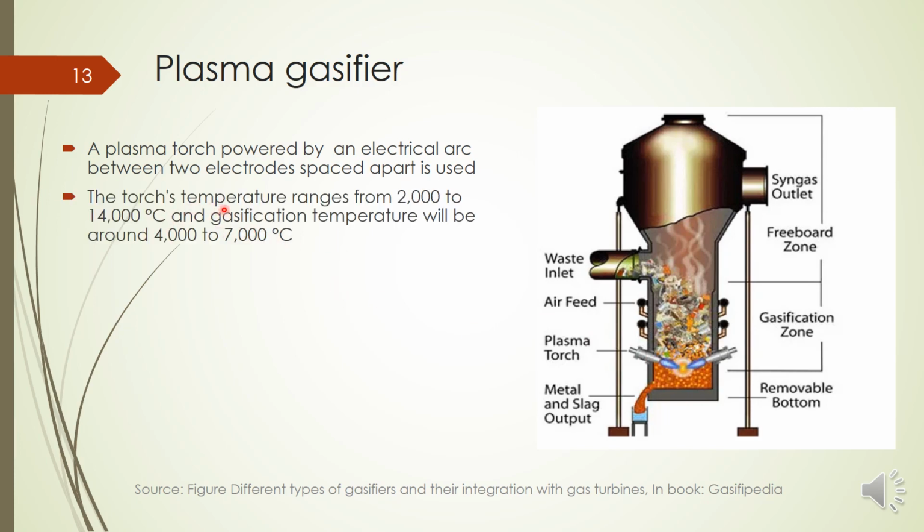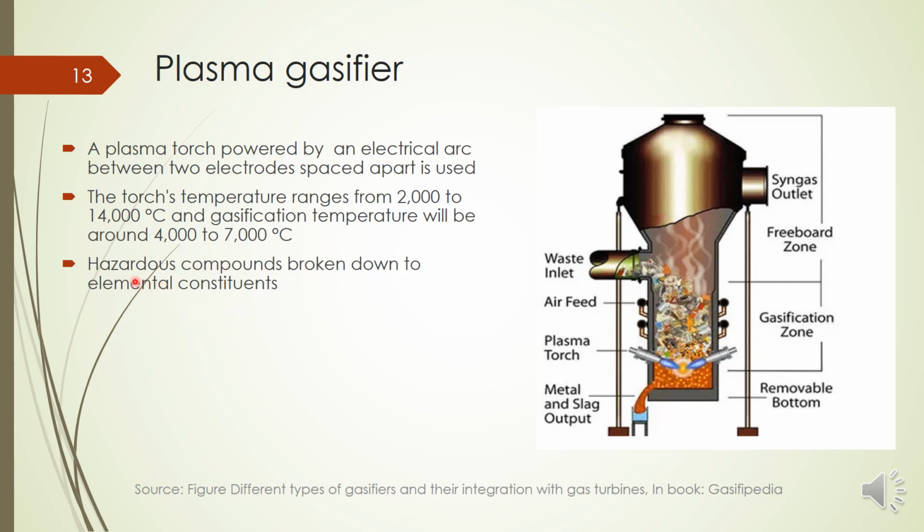And typically that torch temperature will be some 2000 degrees to 14,000 degrees, and you can see here very high gasification temperatures. See, in the fluidized gasifier it was less than 1000 degrees. In entrained flow it is around 1100 to 1400 degrees, but here you can see in plasma gasifier these are very high temperatures, that is 4000 to 7000 degrees Celsius in this gasification zone.